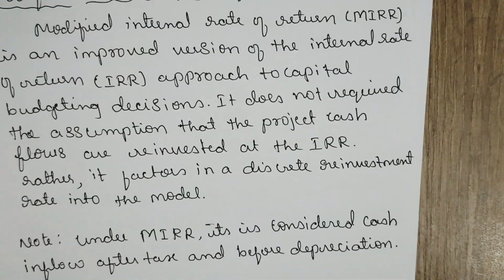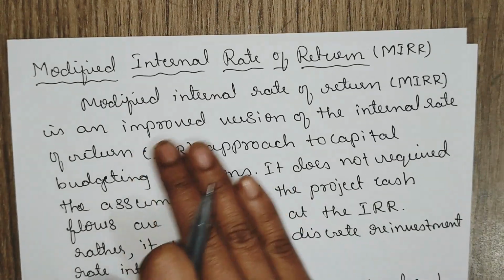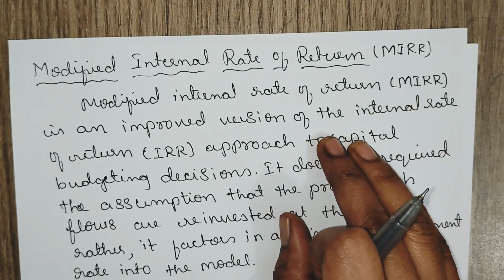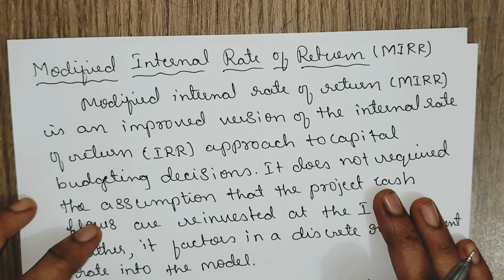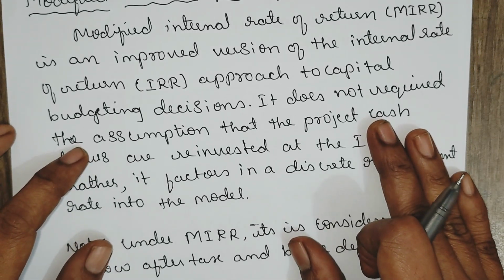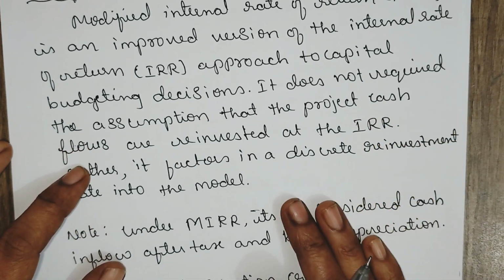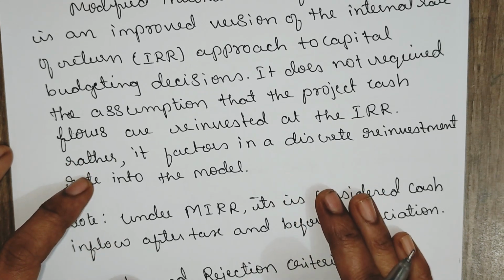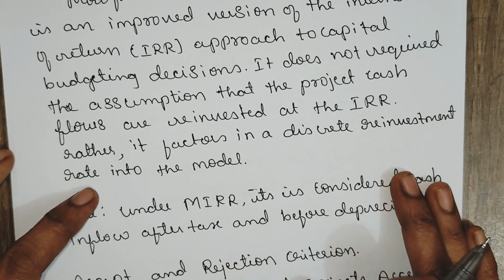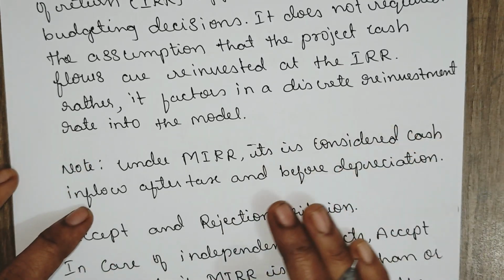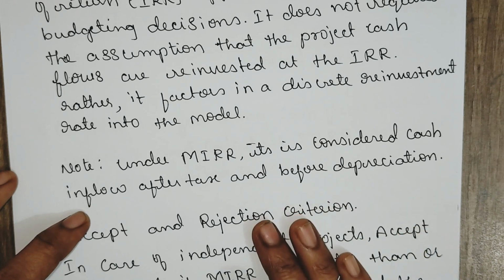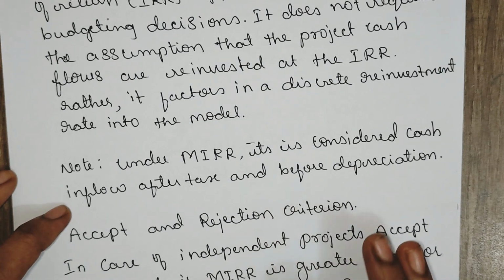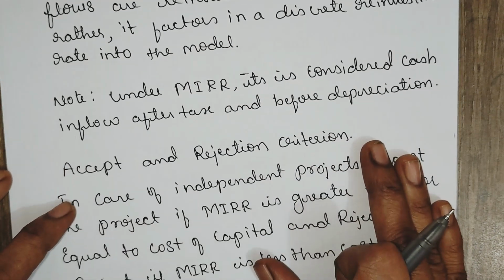Next we have the modified internal rate of return method, that is MIRR. The modified internal rate of return method is an improved version of the internal rate of return method, and it does not require the assumption that project cash flows are reinvested at the IRR. Rather, it introduces a discrete reinvestment rate into the model. Here under MIRR, cash inflow after tax and before depreciation is considered.